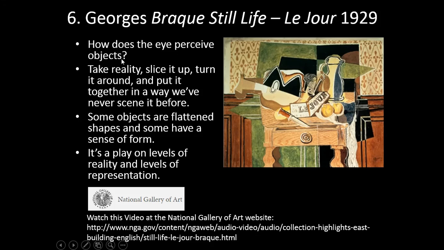How does the eye perceive objects? This is what Georges Braque was trying to do with the viewer. Take reality, slice it up, turn it around, and put it together in a way we've never seen it before. Some objects are flattened shapes and some have a sense of form. It's a play on levels of reality and levels of representation. His painting is at the National Gallery of Art, and there's a great video. Watch this video at the National Gallery of Art website if you're interested in learning more.